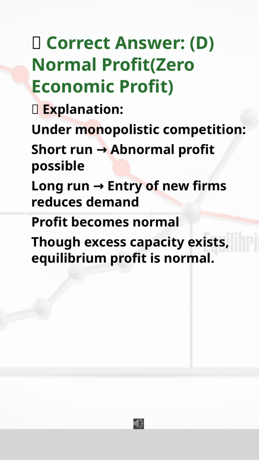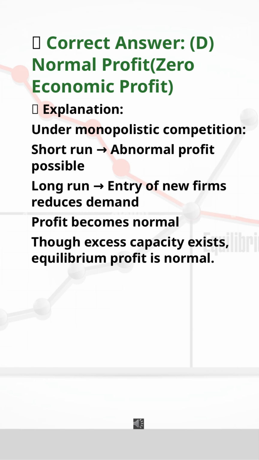When we say profit becomes normal, we're referring to zero economic profit, meaning firms are earning just enough to cover all their costs, including opportunity costs. In the long run, the entry of new firms into the market tends to reduce demand for any individual firm's product, which pushes profits down to a normal level. So, even if in the short run there might be some abnormal profit, meaning profits above the normal level, in the long run, market dynamics restore that normal profit level.